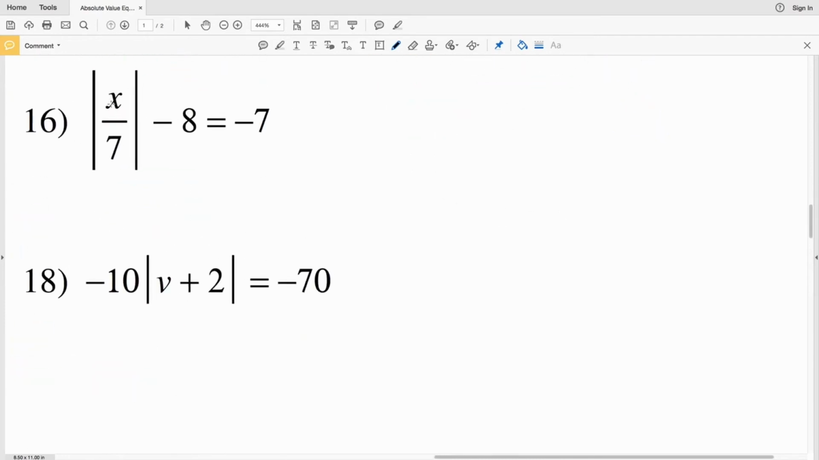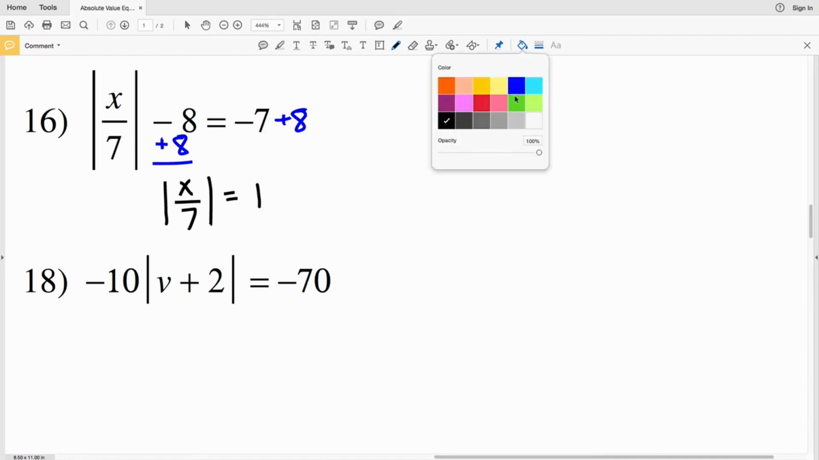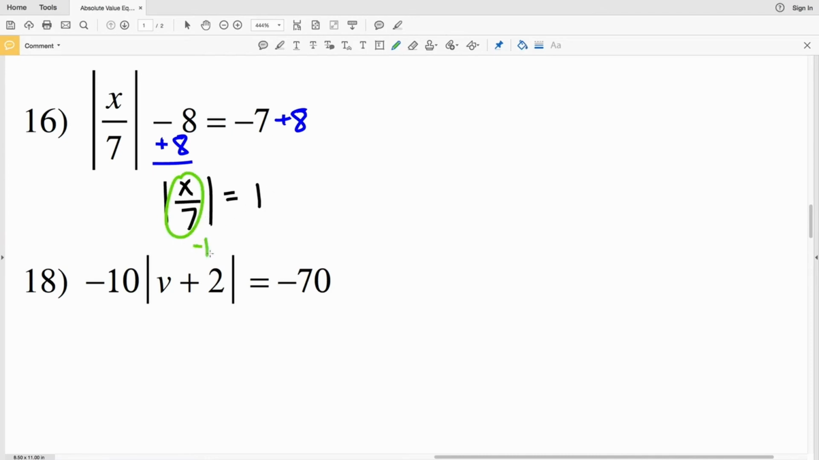Number 16, we have x divided by 7, the absolute value of that quantity, minus 8 equals a negative 7. We need to isolate that absolute value, so we're going to start by adding 8 to both sides. When we do that, we get that the absolute value of x over 7 is equal to negative 7 plus 8, which is a positive 1. Now we know that this x over 7, since the absolute value of that equals 1, is either a negative 1 or a positive 1.